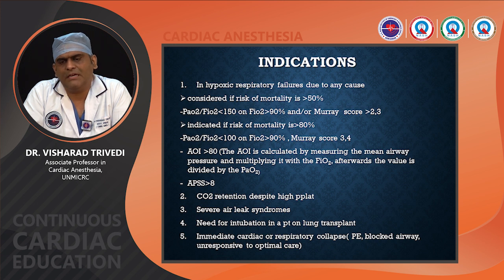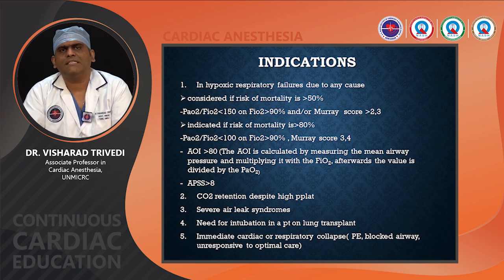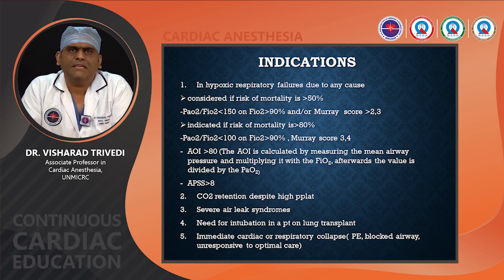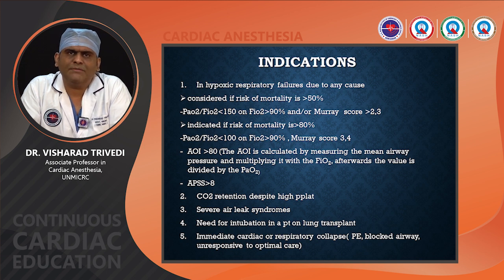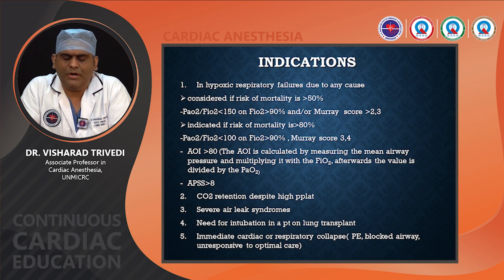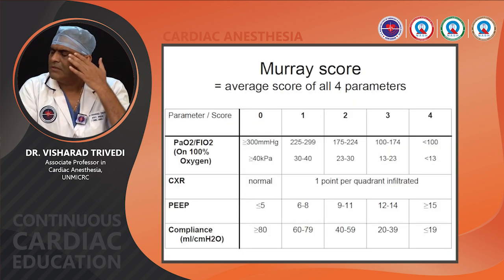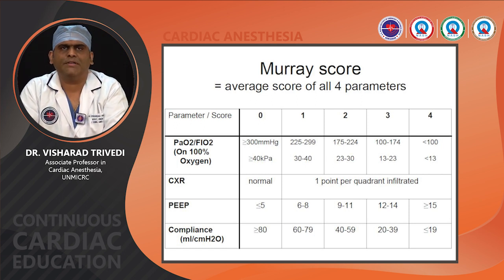CO2 retention again is an indication for ECMO. If the patient is not able to expire the amount of CO2 which is necessary to maintain the pH, then you can use ECMO for that also. That is known as ECCO2R. Okay. Severe air leak syndrome, severe large bronchopulmonary fistulas, immediate cardiac or respiratory collapse in case of pulmonary embolism or blocked airway, you can use respiratory ECMO in those patients.